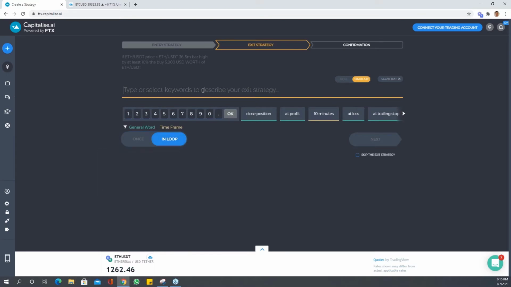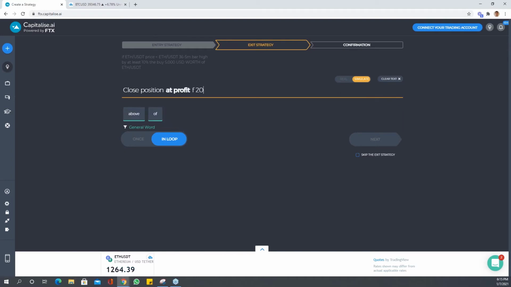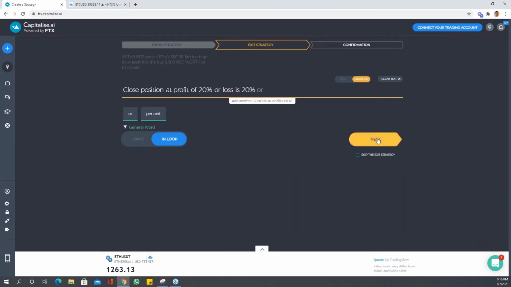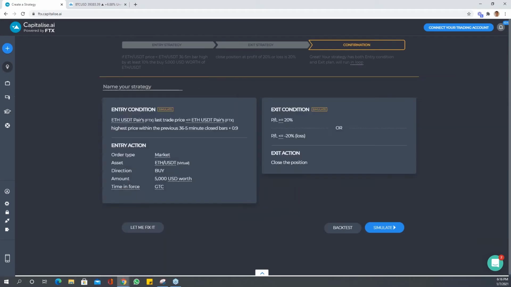It doesn't really matter because we're going to backtest the strategy. And let's backtest it with something really easy. Close position at profit of 20%, or loss of 20%. Great, perfect. So we've got our strategy here, and remember that TradingView opens below, and you can always look at the chart there. So let's click next and let's get into backtesting, because this is where you get your ideas from.